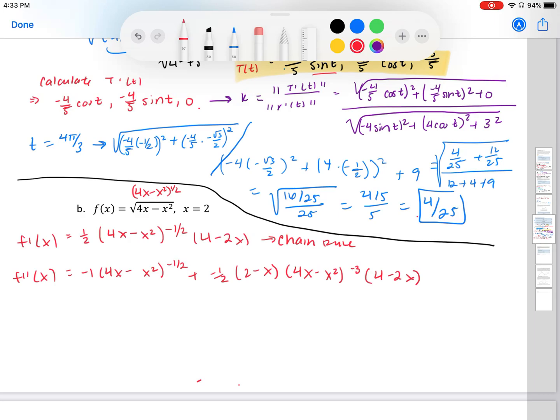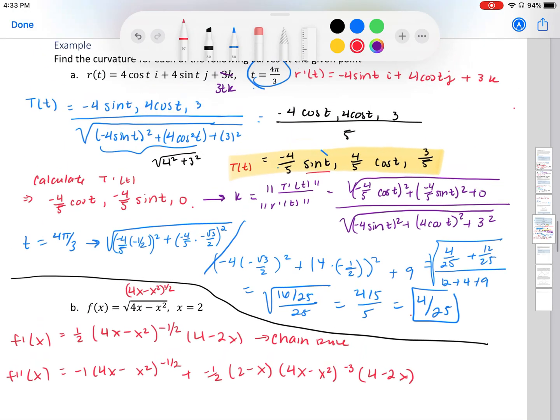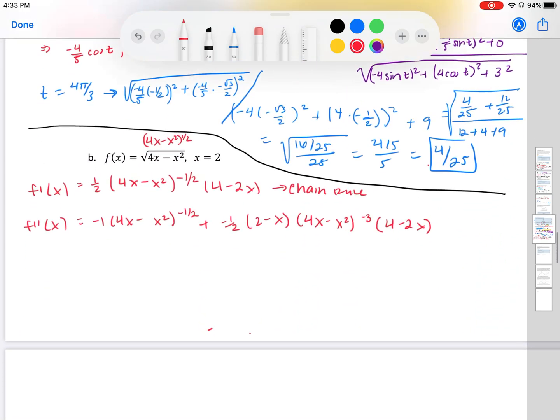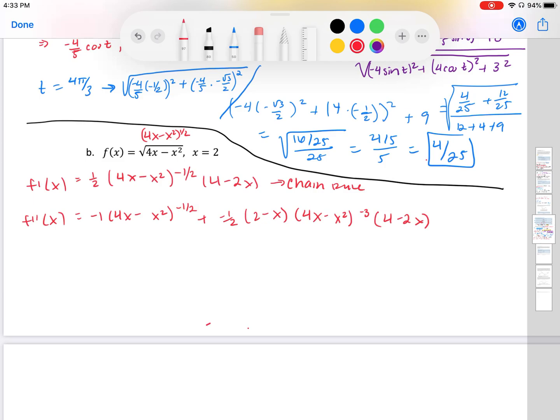Now that we established f prime and f double prime, we can go ahead and use our formula. So your formula says you have f double prime divided by 1 plus f prime squared raised to the 3 over 2. Actually, I would clean this up before I even went there. Let's just do it. We're almost there anyways.